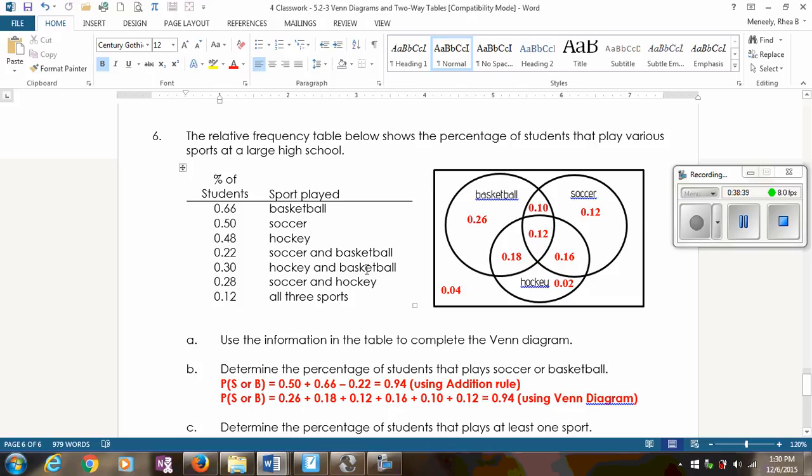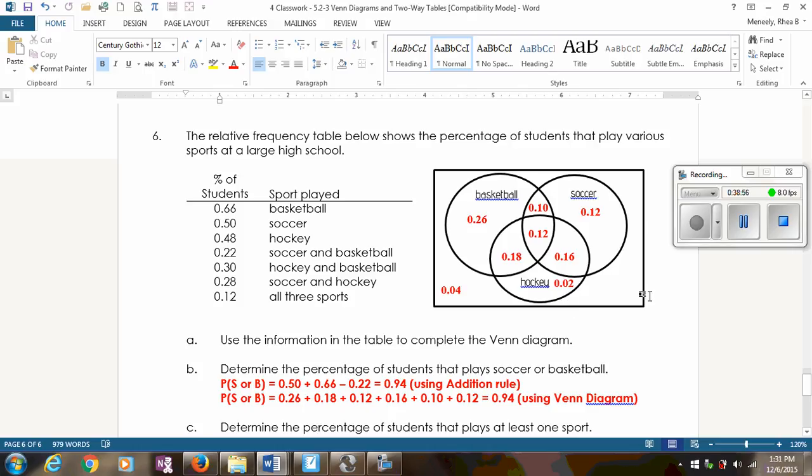If I go up to the next one, we know hockey and basketball, there's 30% that play hockey and basketball. So that means that this whole region has to add up to 30%. Again, I have the 12% that play all three sports. That leaves me with 18%. So your completed Venn diagram should look something like this.